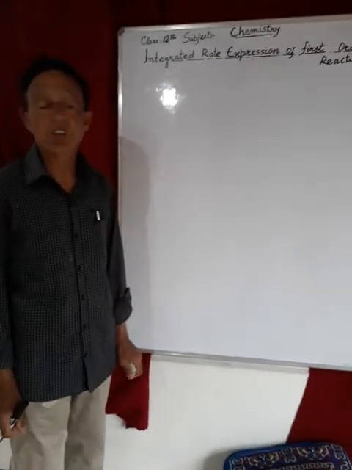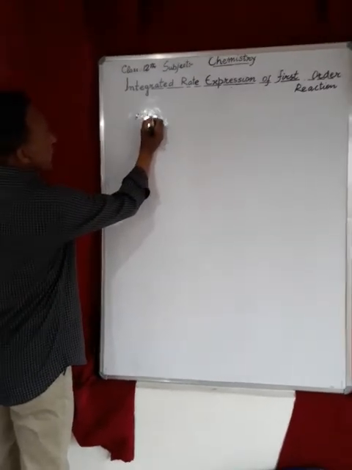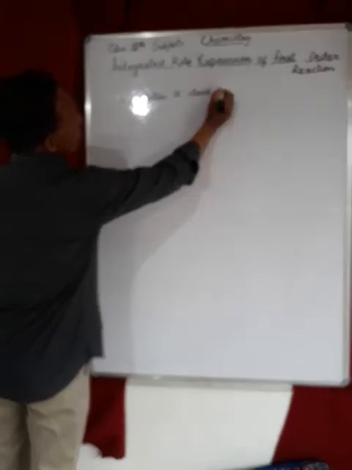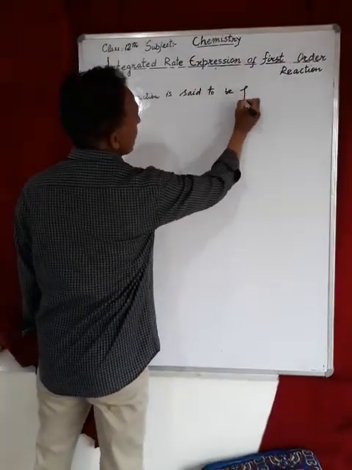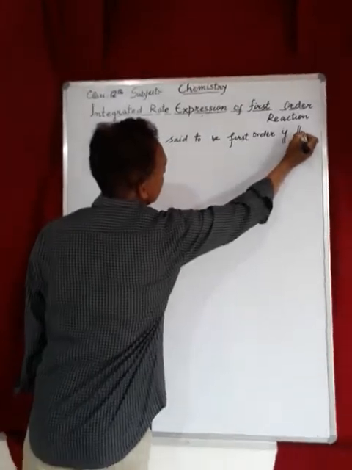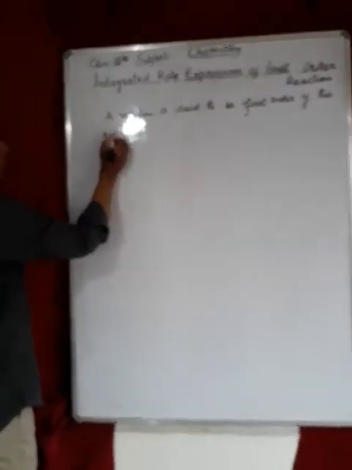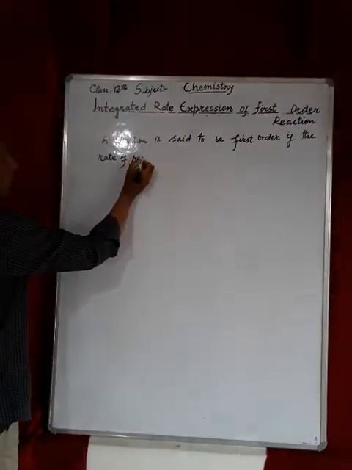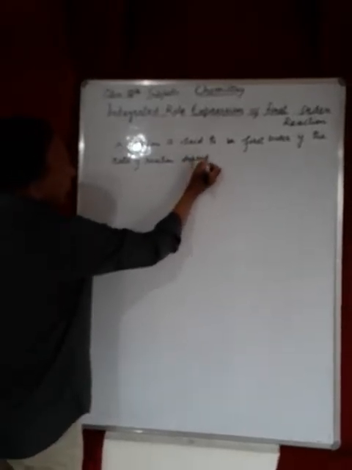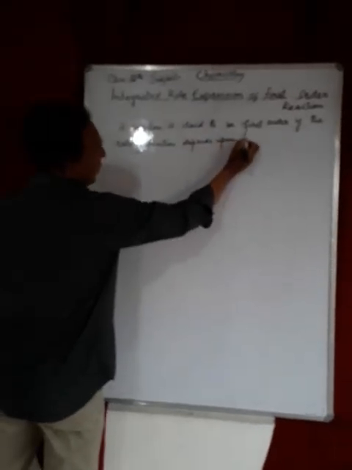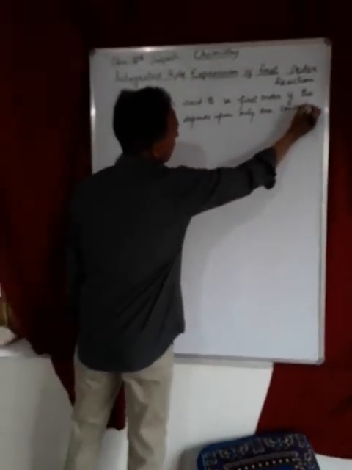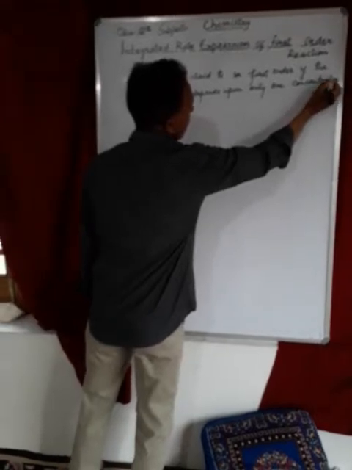Now, what is a first order reaction? A reaction is said to be first order if the rate of reaction depends upon only one concentration term.